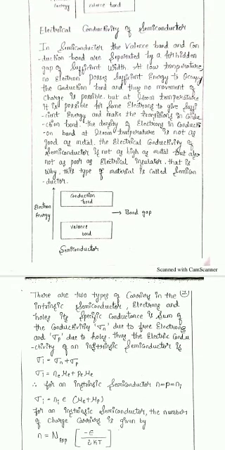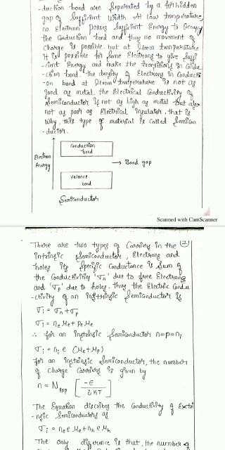In semiconductors there are two types: intrinsic semiconductors and extrinsic semiconductors. Intrinsic semiconductors are the pure semiconductors; extrinsic semiconductors are the impure semiconductors. There are two types of carriers in intrinsic semiconductors, that is electrons and holes. Its specific conductance is the sum of conductivities.